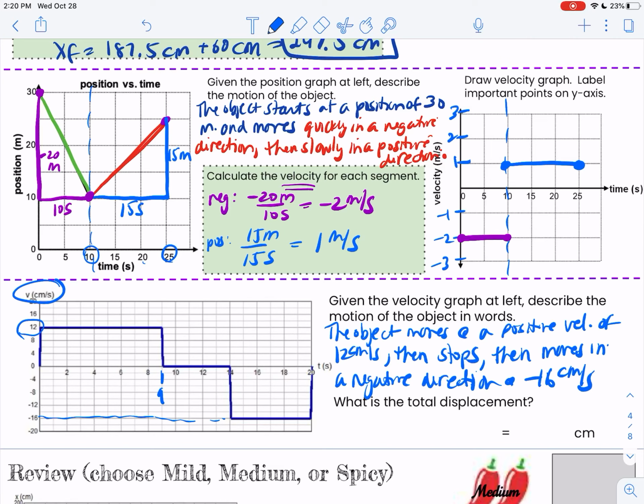Okay, all right, so remember, when the line is above the x-axis, that means it's moving in a positive direction. When it's below the x-axis, that means it's moving in a negative direction. Okay, and this one, since it's on 0 right here, that means it's stopped during that part.